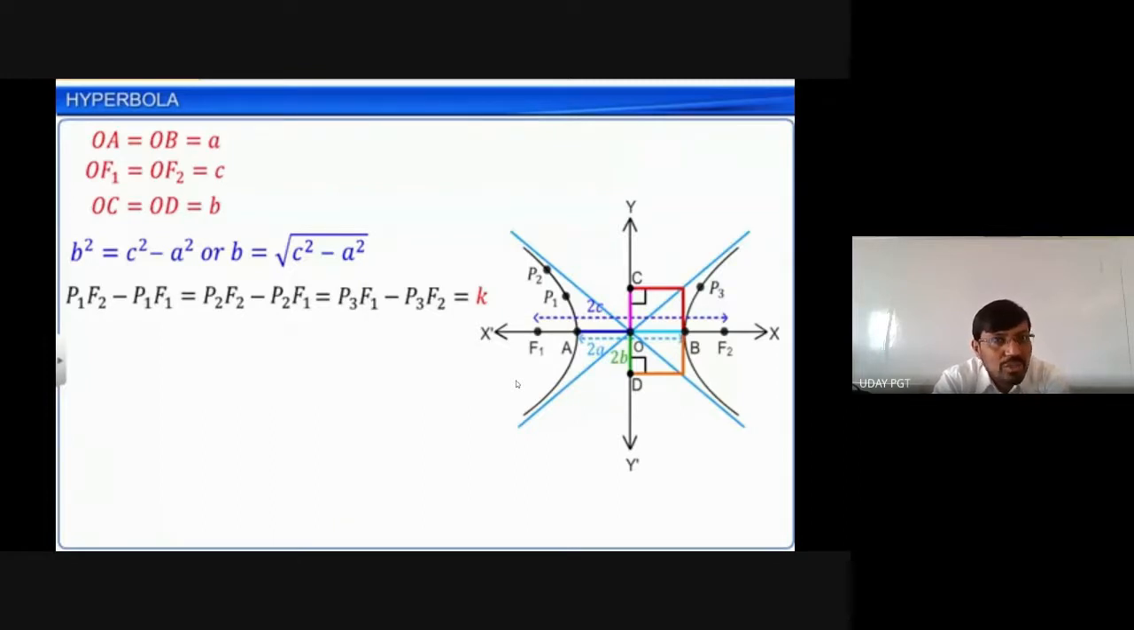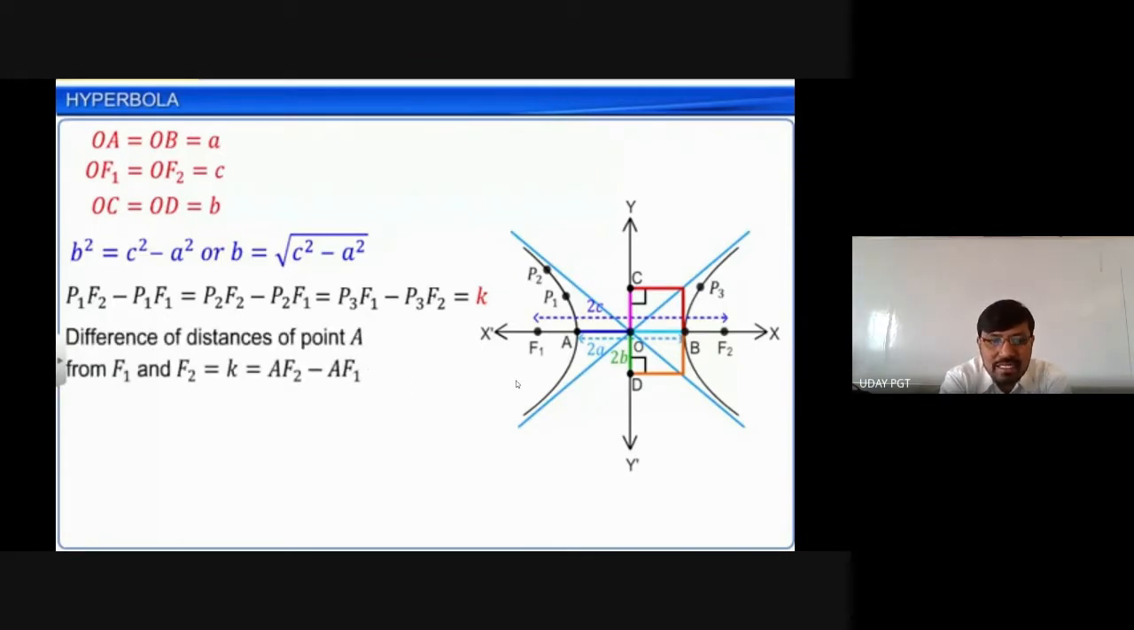So always remember that the distance from the center to the foci is denoted by c only, in a hyperbola or in the case of an ellipse. But when you observe the hyperbola, c is outside a. So that's why c square is equal to a square plus b square. Like that, you can easily remember. This is the easiest way to remember. I am saying c is always fixed, vertices are always fixed.